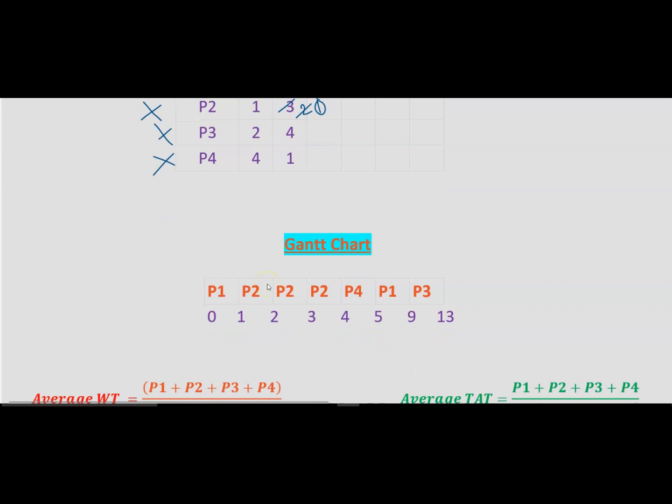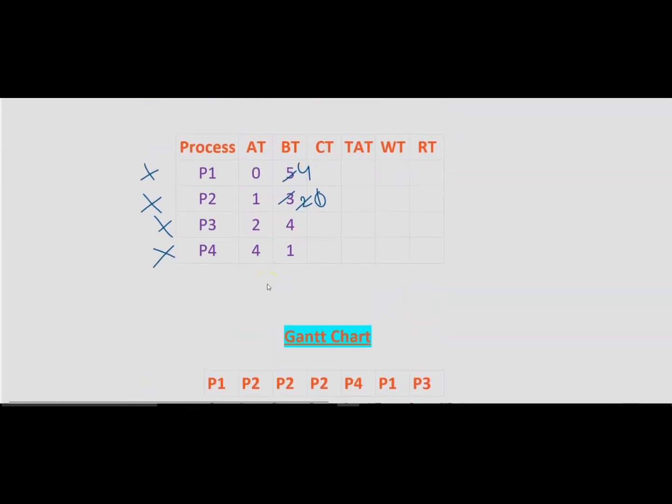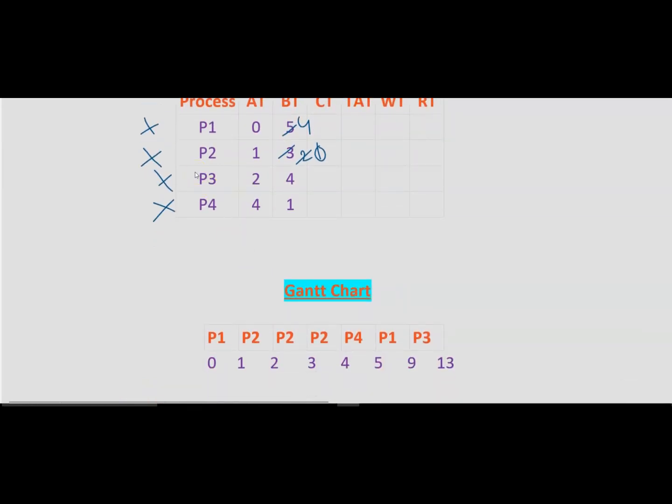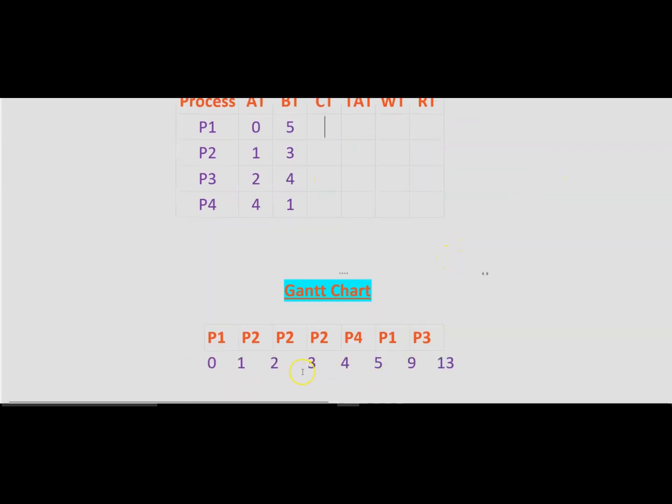So let's calculate the completion time from this Gantt chart only. Let me first remove these values because they were for your reference only. Okay, let's start with the completion time. What is the completion time of P1, which means when P1 is releasing the CPU. You can see that P1 is releasing the CPU at time 9. So the value will be 9 over here.